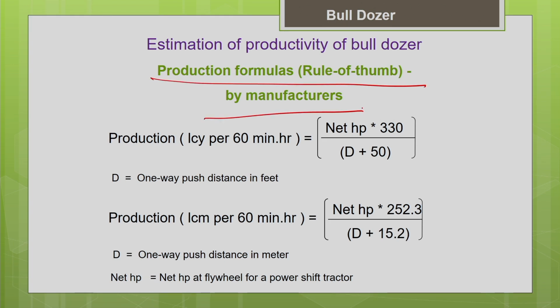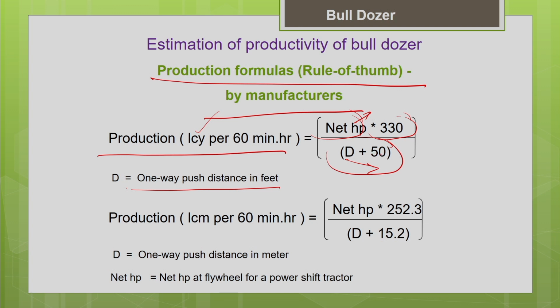Another shortcut method: there are some thumb rules provided by the equipment manufacturers. If you know the horsepower of the tractor and the dozing distance, the one way push distance, you can directly estimate the productivity of the bulldozer. It is net horsepower multiplied by 330 divided by D plus 50, where D is the one way push distance or dozing distance in feet. The resulting value of production will be in loose cubic yard per 60 minute hour. That means it is considered that the machine is operating for 60 minutes in an hour.